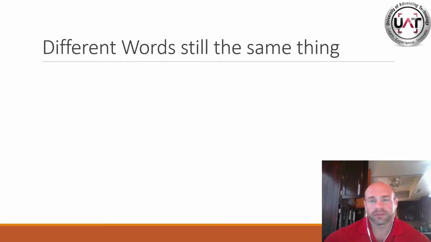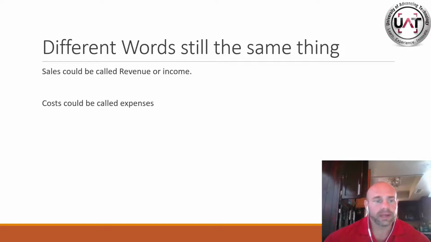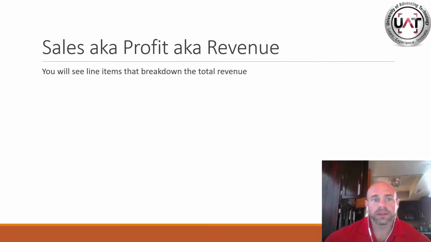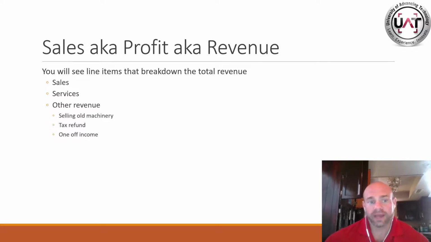Now, different worlds, still the same thing. So sales could be called revenue or income. Costs could be called expenses. Profits are usually called net income. They're all the same thing. Sales, aka revenue. It seems like a fine line between the two, but sales, service, other revenue, selling old machinery, tax refund, one-off incomes, these are all revenue streams. And you can break them up or you can keep them all lump sum. It makes no difference. It depends on how you specifically organize your P&L or your income statement, all right? But the best practice is to break them up a little bit so you have a better understanding of exactly where these incomes are coming from and what they are.